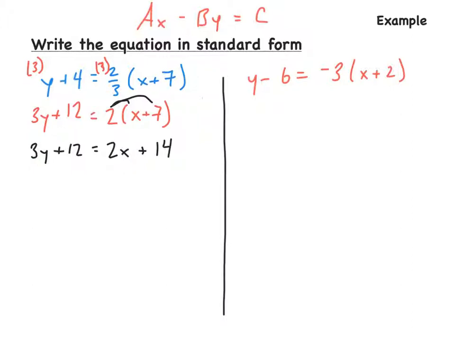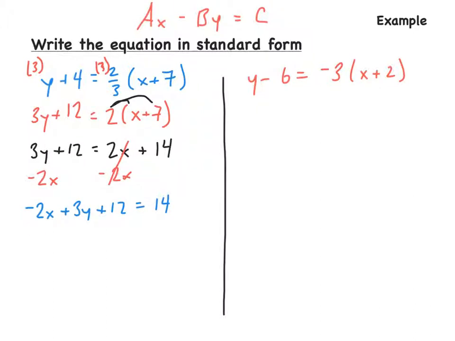Now, remember, I need my x's on the left side, so I need to move this 2x over to the left. So by doing that, I will subtract 2x from both sides. So I'll cancel this out. So the x's should be first. So I'll have a minus 2x plus 3y plus 12 is equal to 14.